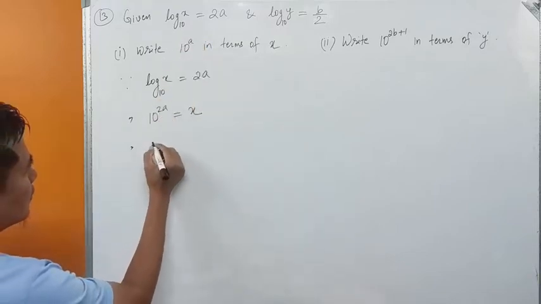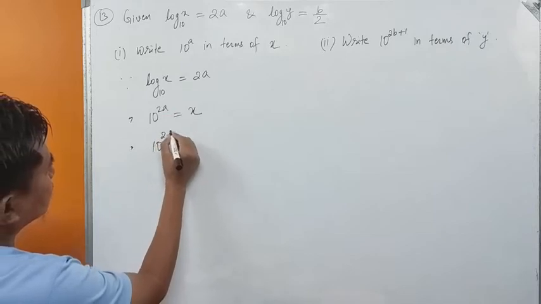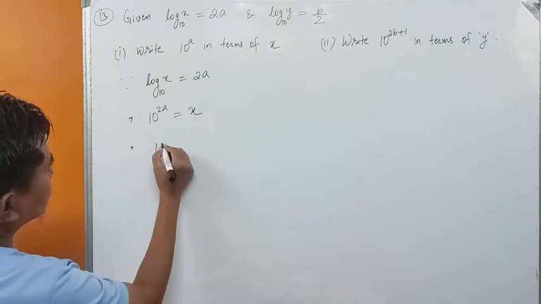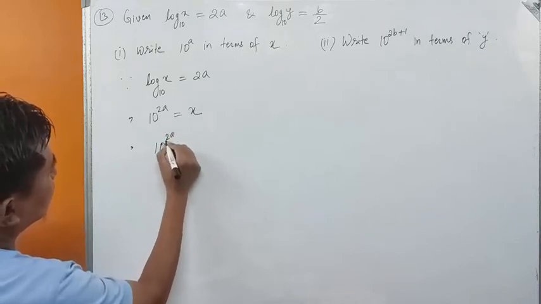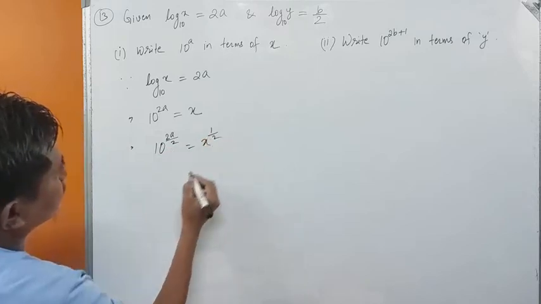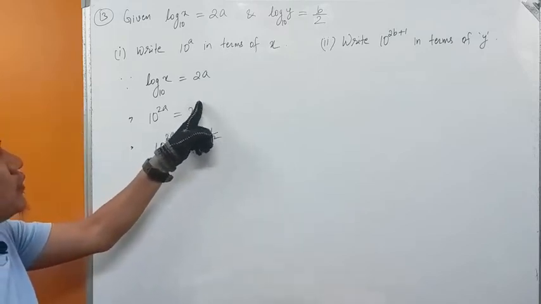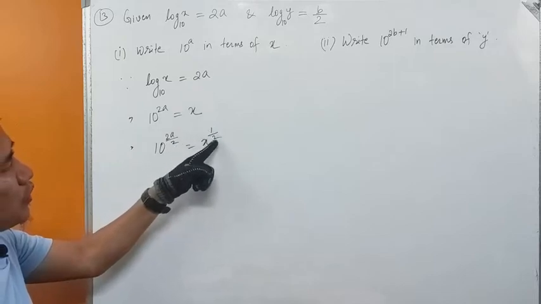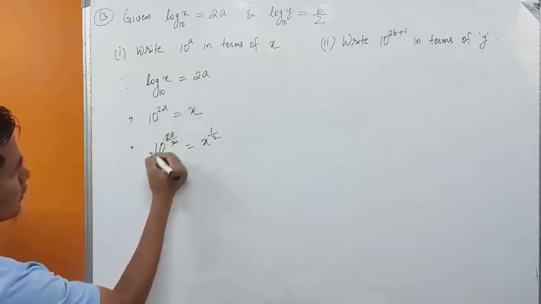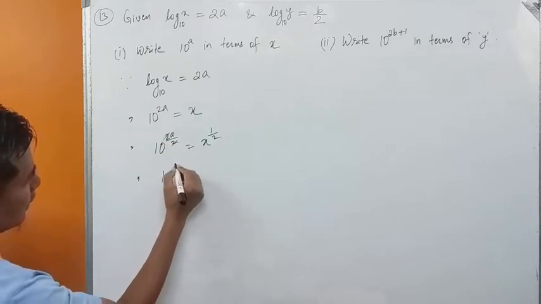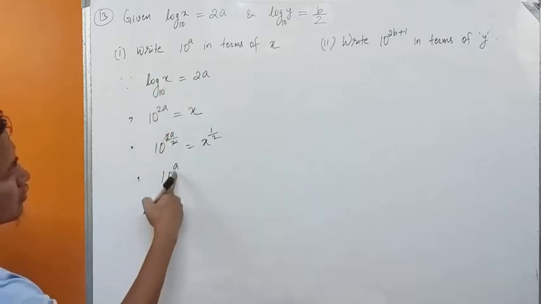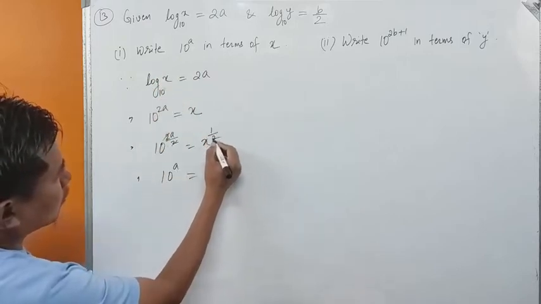So let us divide the power by 2, okay? Both sides. 10 to the power 2a upon 2 equals x to the power 1 upon 2. We don't have a power on x here, which means the power is 1. So 1 upon 2. So dividing the power by 2, this means 2 and 2 cancel, or 10 to the power a. We need 10 to the power a, isn't it? So 10 to the power a equals x to the power 1 upon 2.